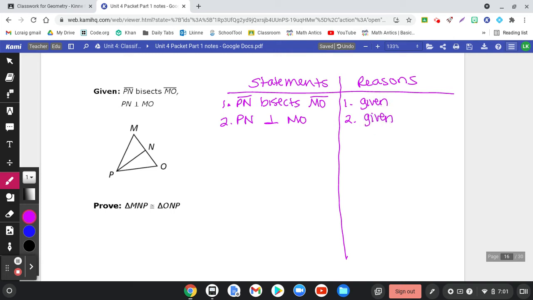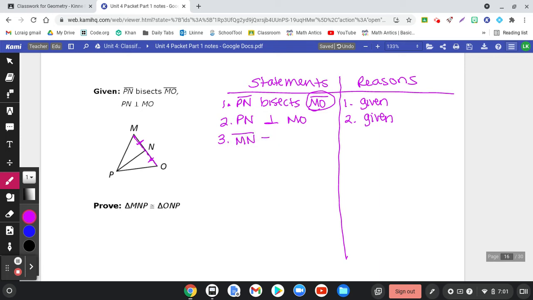All right, so before we get too far, let's come up with a plan. Let's mark our picture. PN bisects MO, so MO is what's being cut in half. So MO is being cut in half, right? So I can say MN is the same as ON by definition of bisect. I'm going to start there.